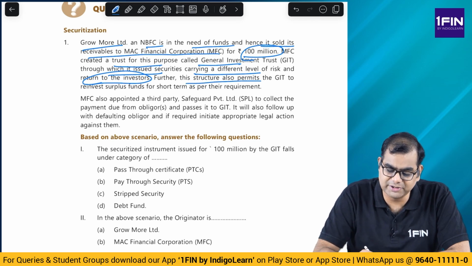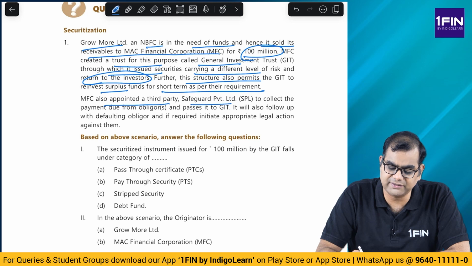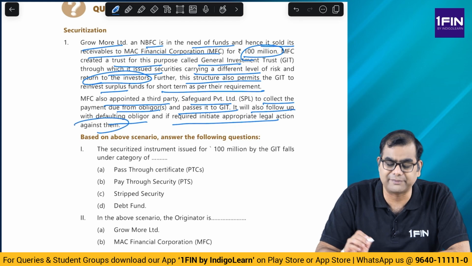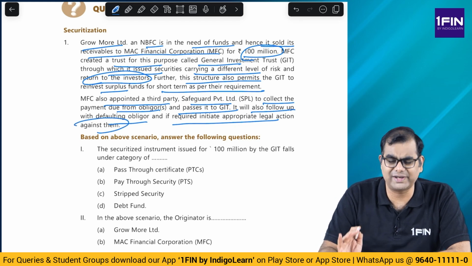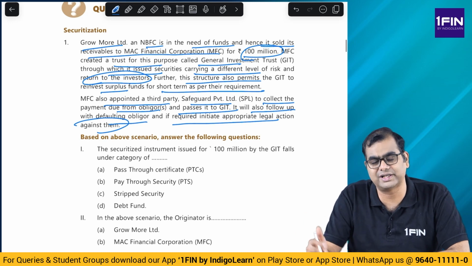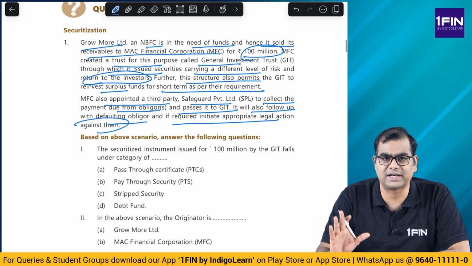Further, the structure also permits GIT, which is basically the trust, to reinvest surplus funds for short term as per their requirement. MFC also appointed a third party, Safeguard Private Limited, SPL, to collect the payment due from the obligors and pass it to GIT. It will also follow up on the defaulting obligor and, if required, initiate appropriate legal action against them. Okay, now what are the questions? It's a very simple case study. Somebody sold receivables to somebody, they're securitizing it, then they appointed an agent, and then they basically did some transaction, that 100 million worth transaction.